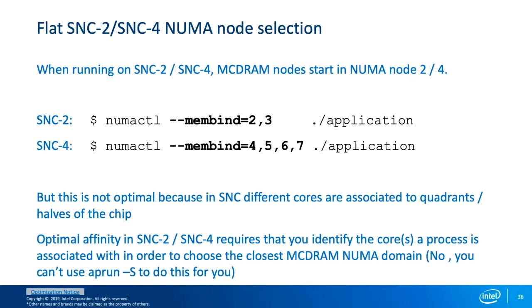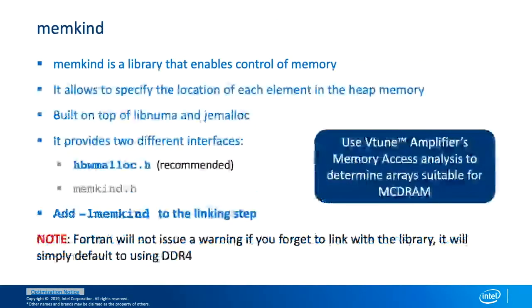Although, like I said, at least from my point of view, cache and flat quadrant are probably the simplest to use and get you within a small fraction of the performance that you get by doing all this complicated stuff. But in some cases, you really want to do it.